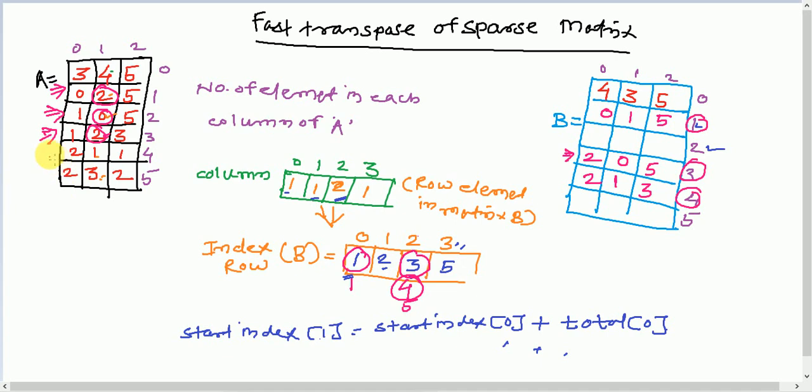Next we will increment k, that will point to the next row. Here the column number is 1, which will become the row number. So for 1 the start index given is 2. So at the second index, that means at this index, we will write the value as 1 2 and 1. Okay.